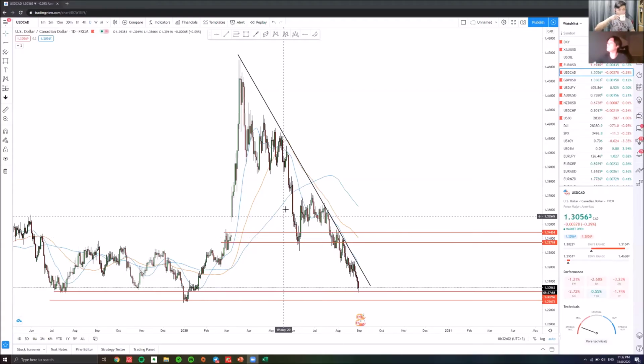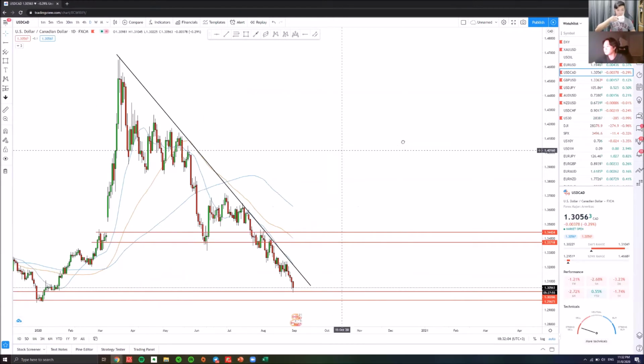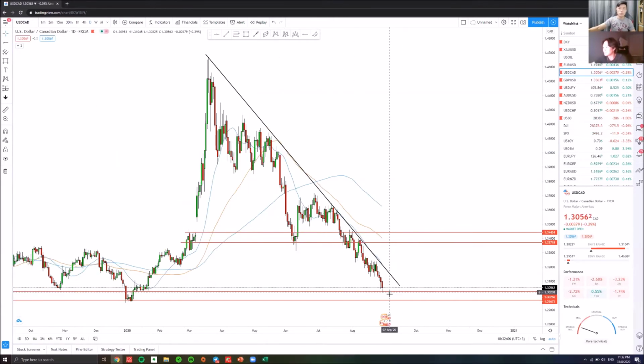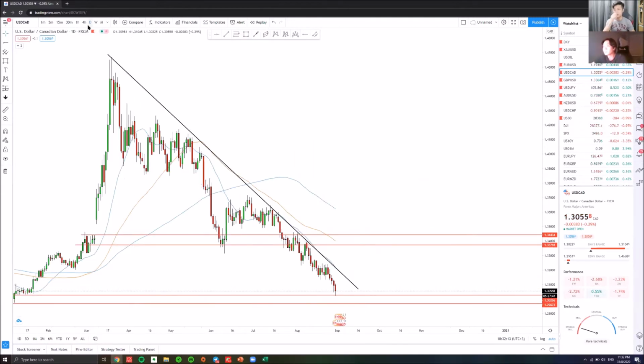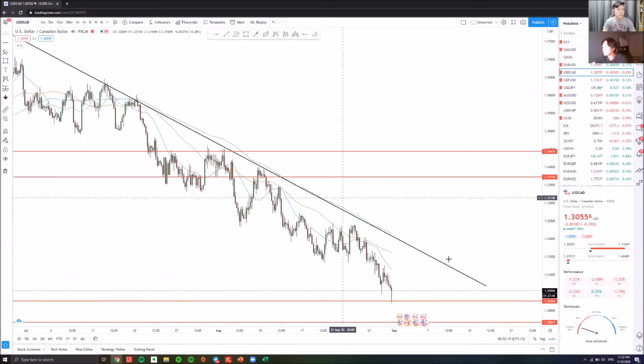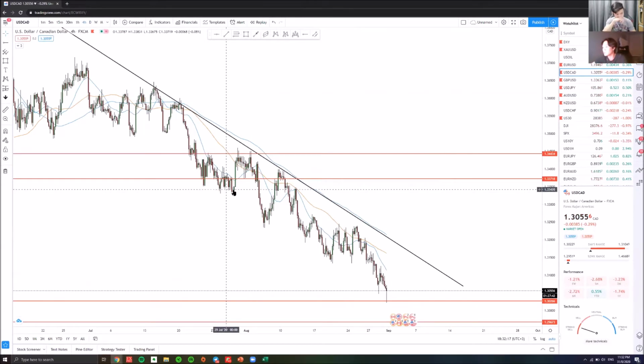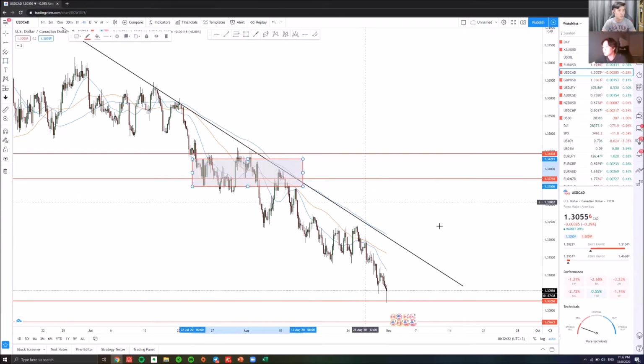First, we have is dollar CAD. You can see that dollar CAD is currently being supported at quite a key demand zone. So this week, I would probably expect dollar CAD to go sideways to range, similar to the previous waves.